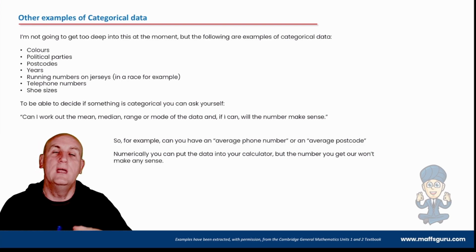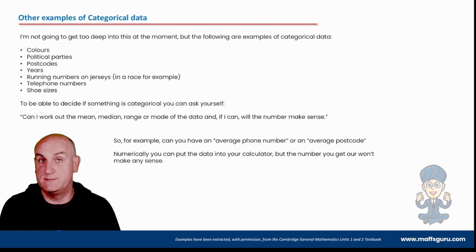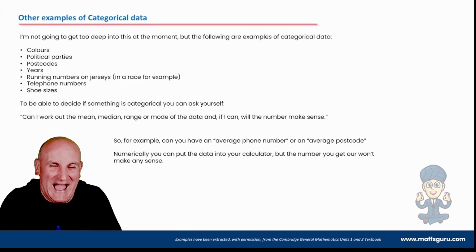So as I say here, and I've talked a lot about this, but it is so important. To be able to decide if something is categorical, ask yourself the question, can I work out the mean, median, range, or mode of the data? And if I can, will that number make sense? So if I added all the postcodes together, yes, they're numbers. I can put them in my calculator, 3,000 plus 3,001 plus 3,002. When I add them together and divide, does it mean anything? Is there an average postcode?